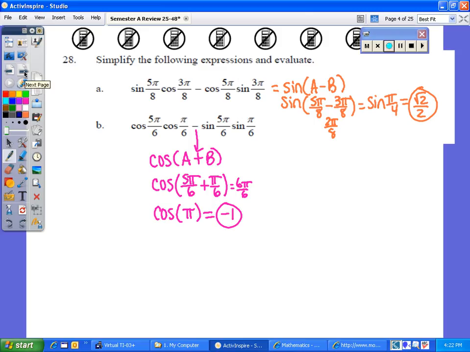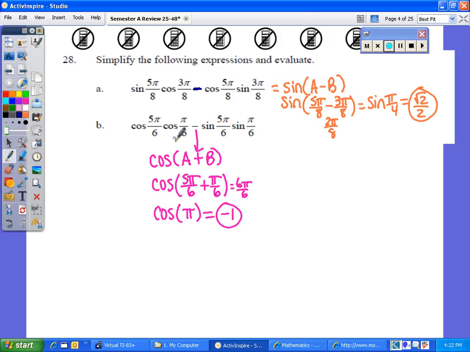Alright, this is simplifying expressions. So we have the difference of sines. Look on your front packet. You'll see that it's the sine of A minus B. So just subtract these two. You get 2 pi over 8, which is pi over 4, which is the sine of 45, which is square root of 2 over 2.